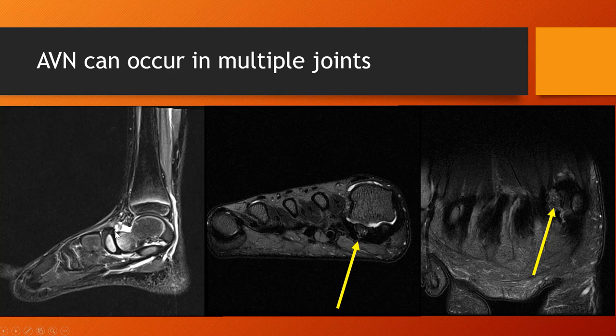This case shows an MRI of a foot, and what we're seeing is avascular necrosis of the navicular. So I put this in just to show that ultrasound is not always going to be the definitive imaging test.